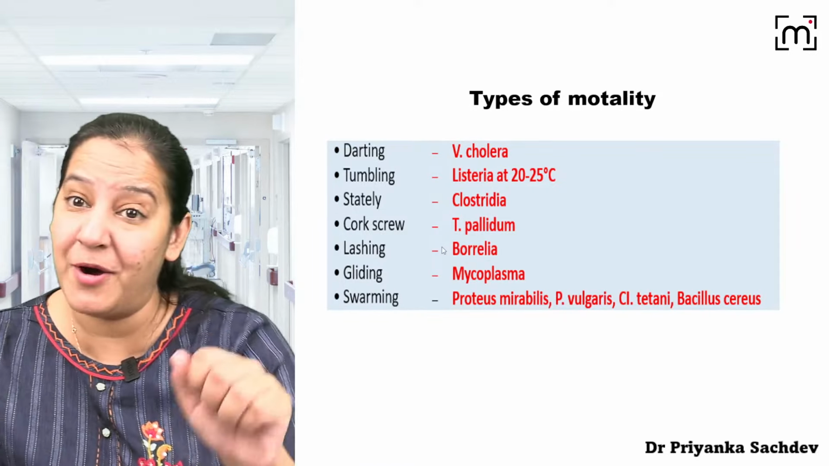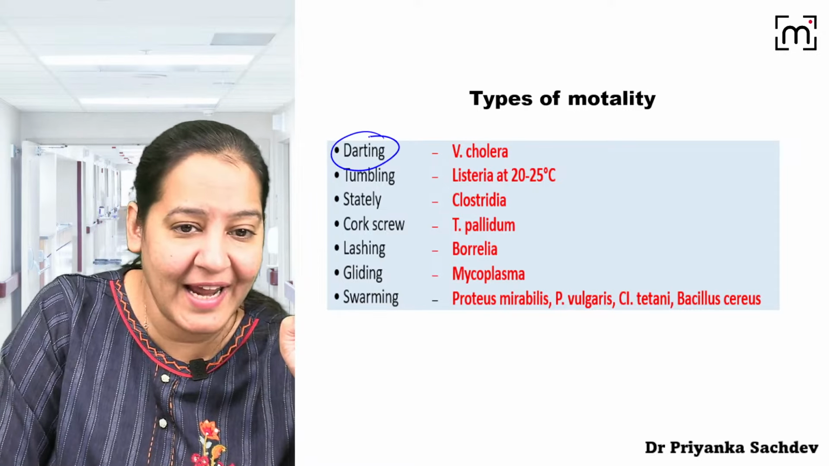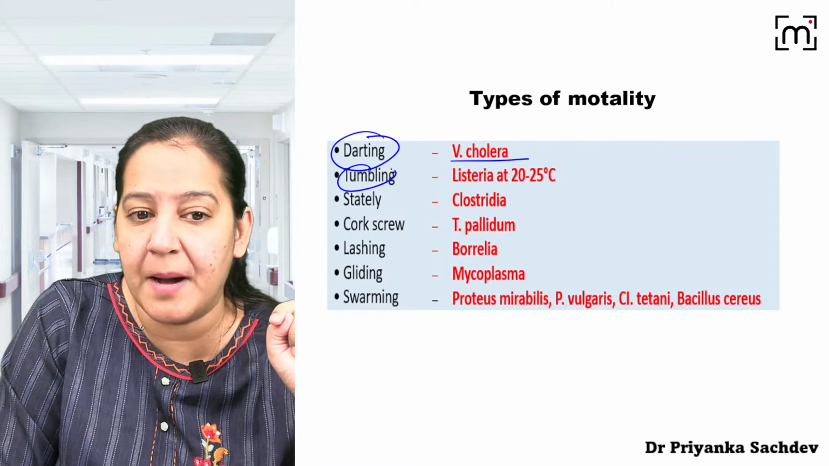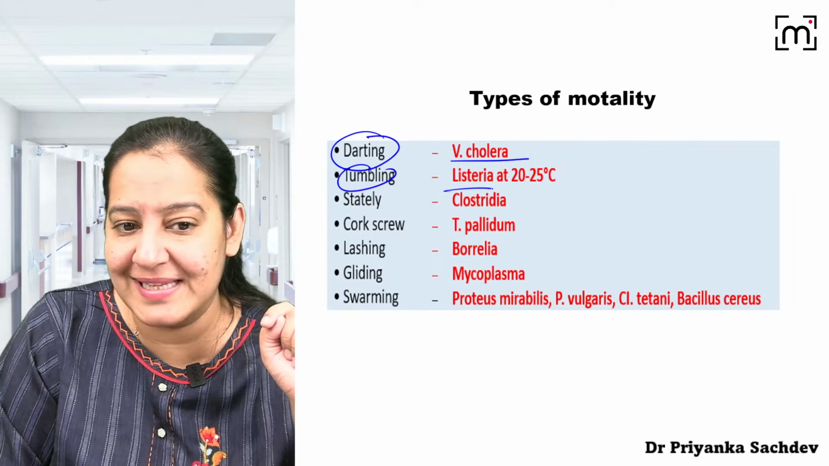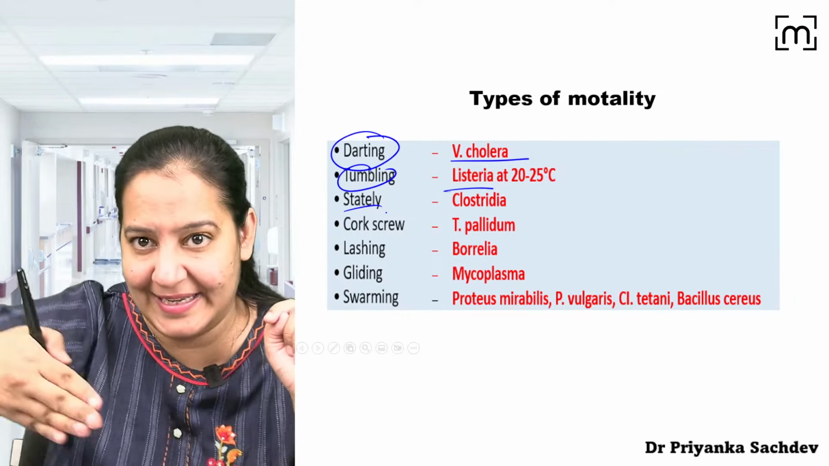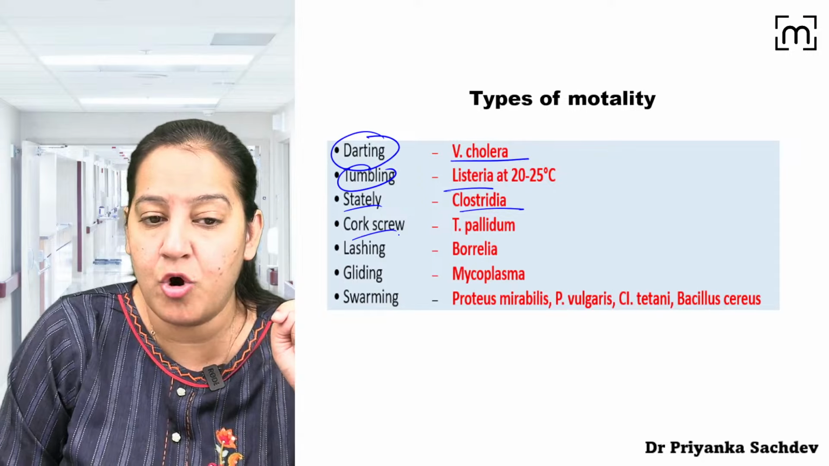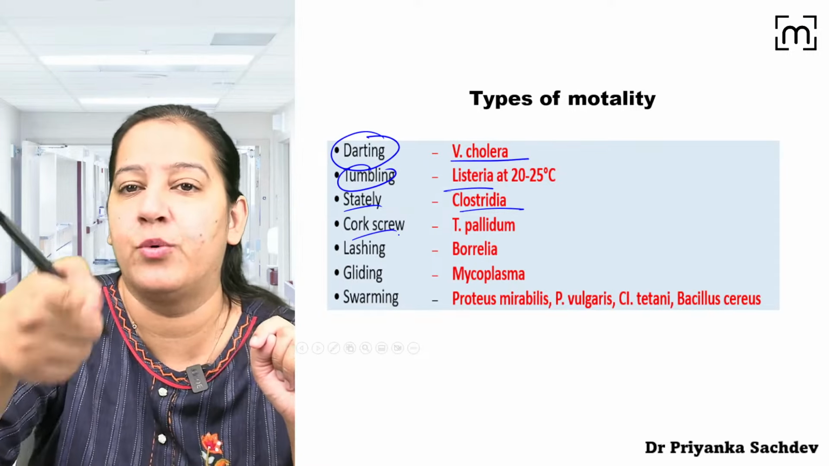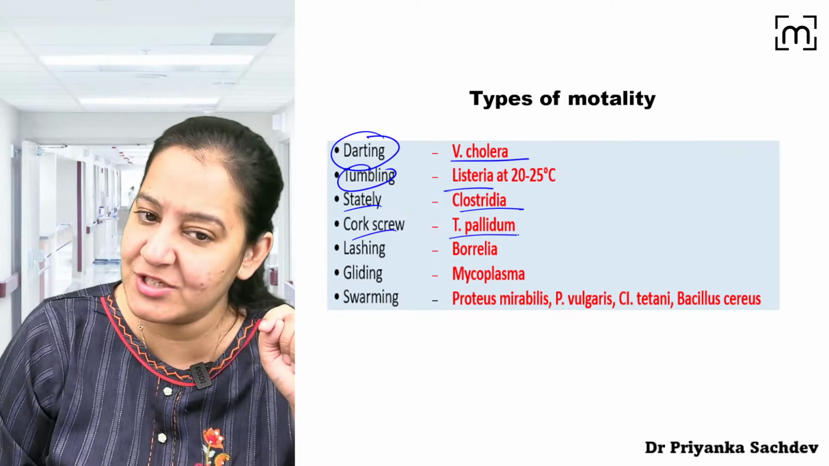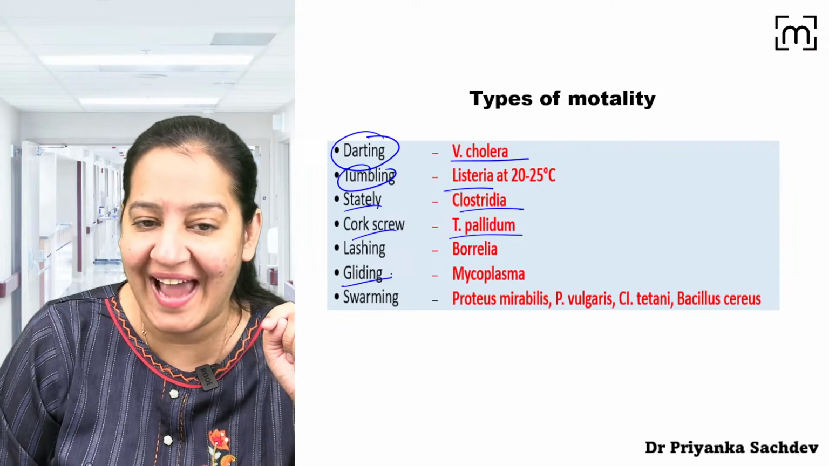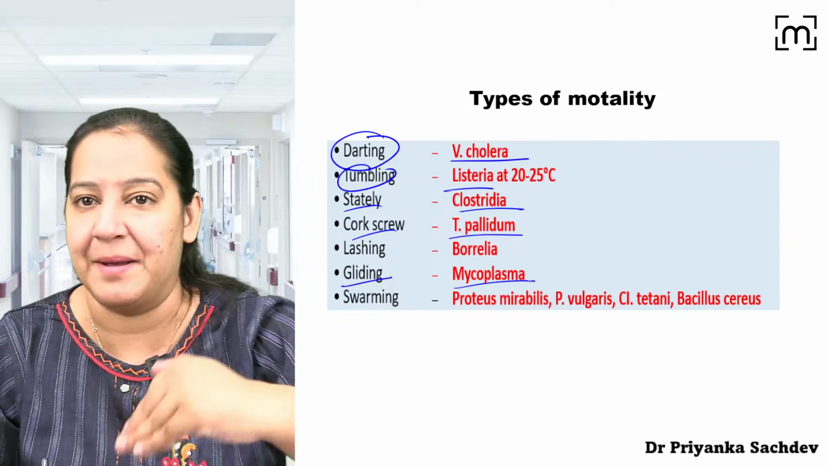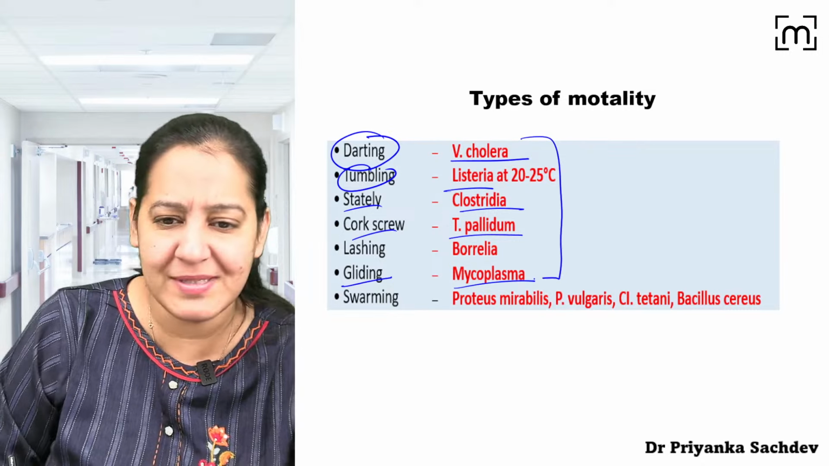So see, इस पे भी बहुत MCQ आता है. So darting is Vibrio cholerae. Tumbling, you know, tumbling is Listeria. Stately is Clostridia. Corkscrew, the bacteria in the form of the screw. It moves in the form of the screw. It's Treponema pallidum, right? Gliding means sliding. It's like sliding. Mycoplasma. इन सब पे तो ज़्यादा MCQ नहीं आते हैं.